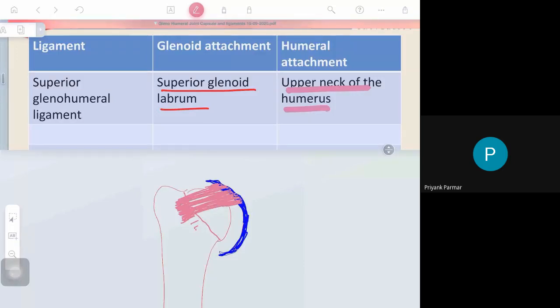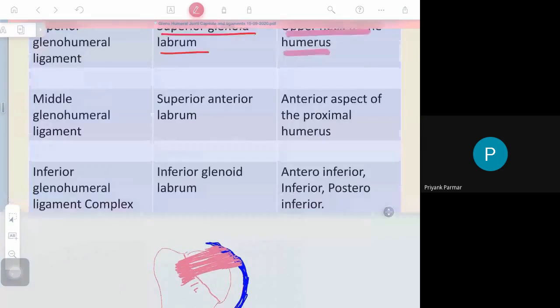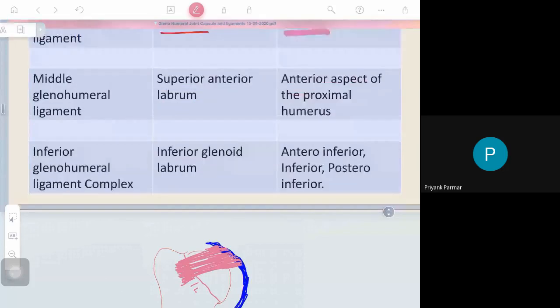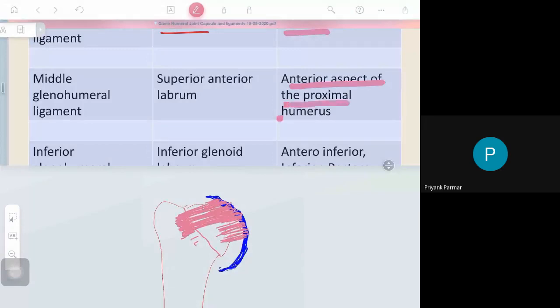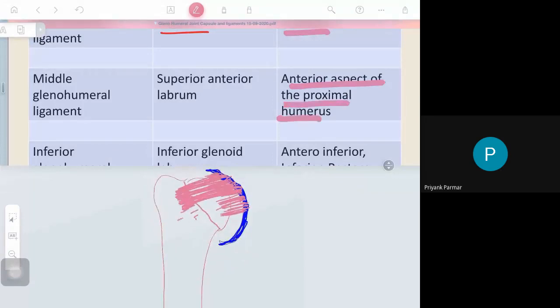What is next? Middle glenohumeral ligament. The glenoid attachment is the superior anterior labrum. Here, superior and anterior. This is the anterior labrum. Clear? And the humeral attachment is the anterior aspect of the proximal humerus. This is the anterior aspect of the proximal humerus. This is the middle one.